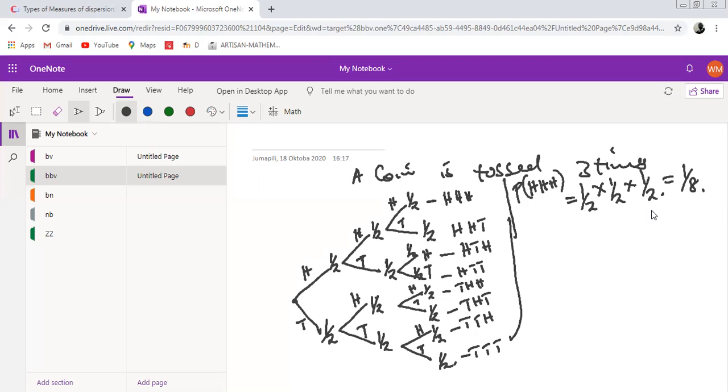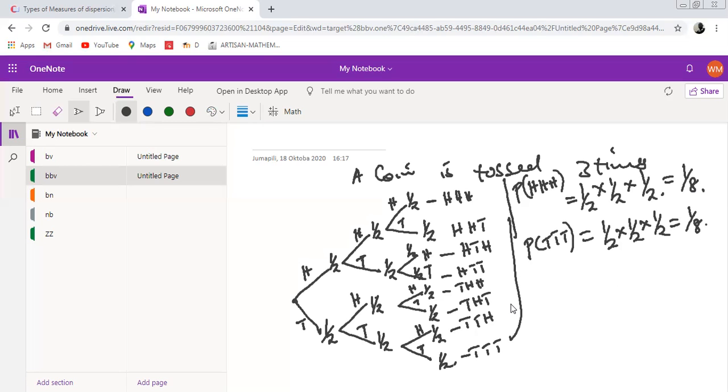So you find this one is going to be 1 over 8. You can be asked, what is the probability that all the three outcomes are going to be tail? So that is the probability for tail, tail, tail, which is going to be a half times a half times a half, which is going to be 1 over 8 again.